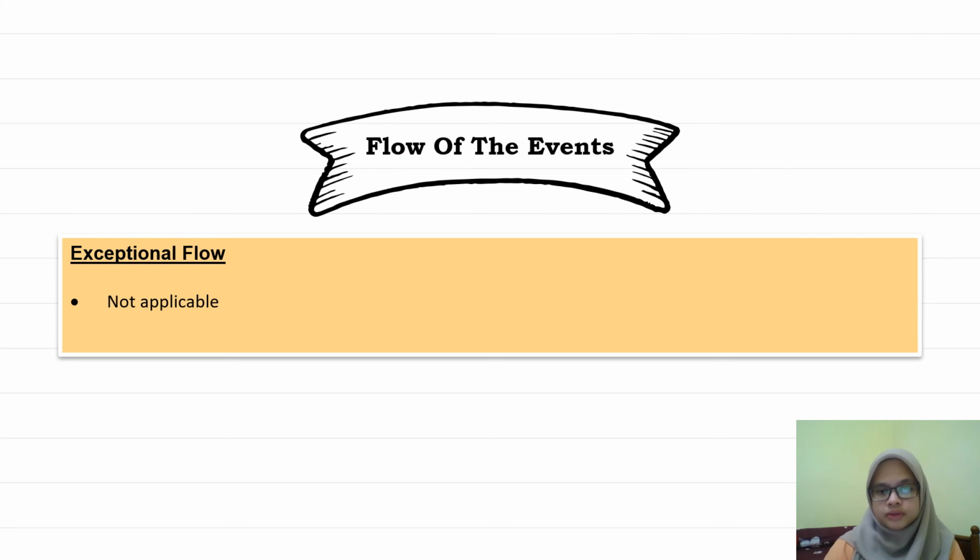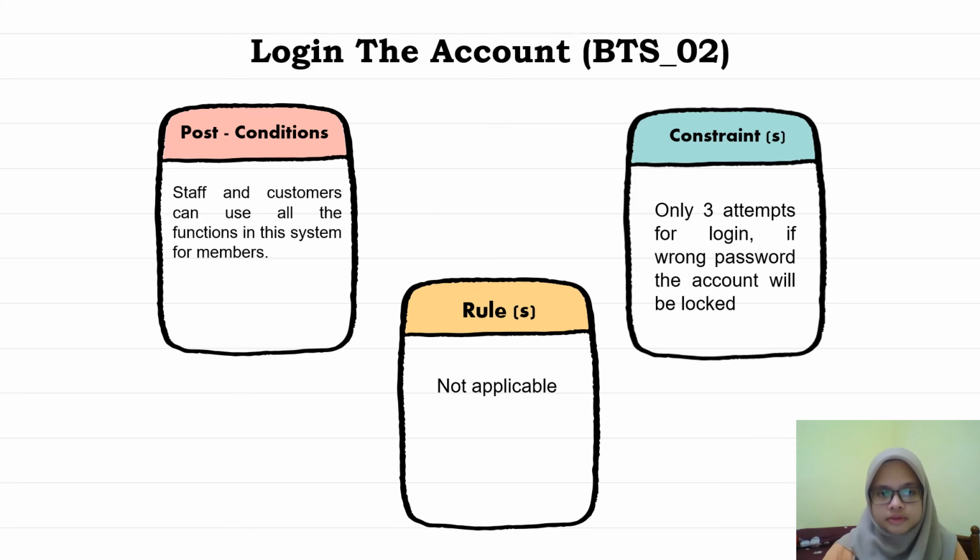Exceptional flow, not applicable. Post conditions. Staff and customers can use all the functions in this system for members. Rules not applicable. And lastly, constraint. Only 3 attempts for login. If wrong password, the account will be locked. That's all from me. Now I will pass to the next presenter.